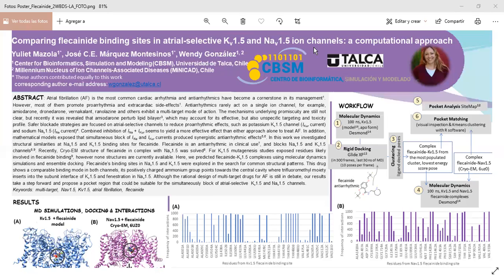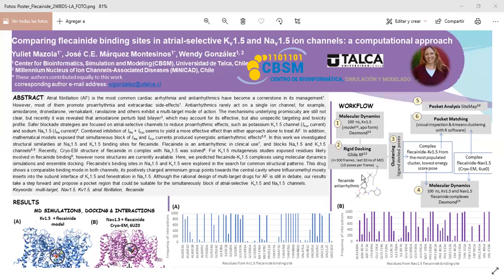To explore the potential similarities at drug binding sites of these two channels that could explain multi-target inhibition by a unique drug, we selected flecainide antiarrhythmic as reference. Flecainide is in clinical practice for recent onset atrial fibrillation. It mainly blocks Nav1.5 sodium channel, but also potassium channels, including Kv1.5.